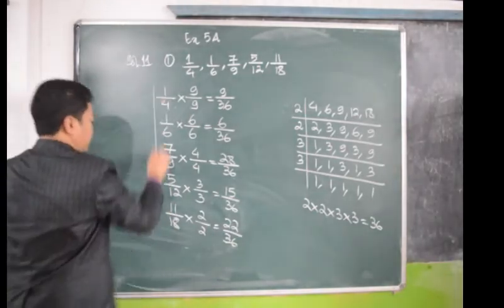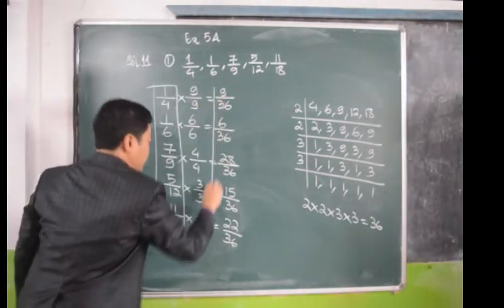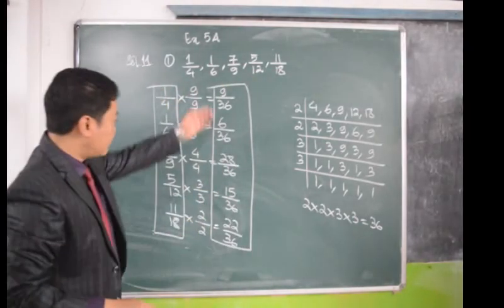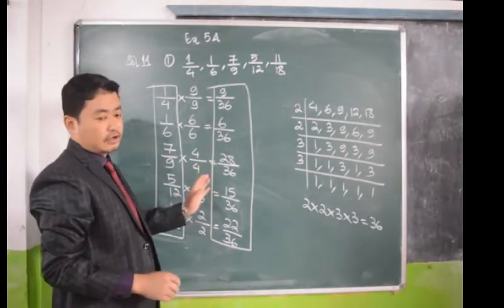So see, for the given set of fractional forms, the set of like fractions are these. See, like fractions with the same denominators. Is it understood? Okay.